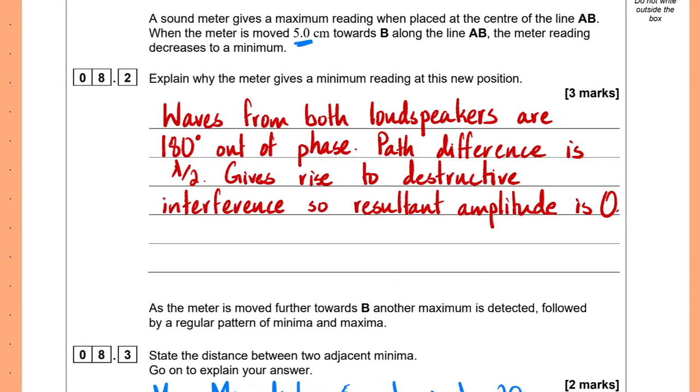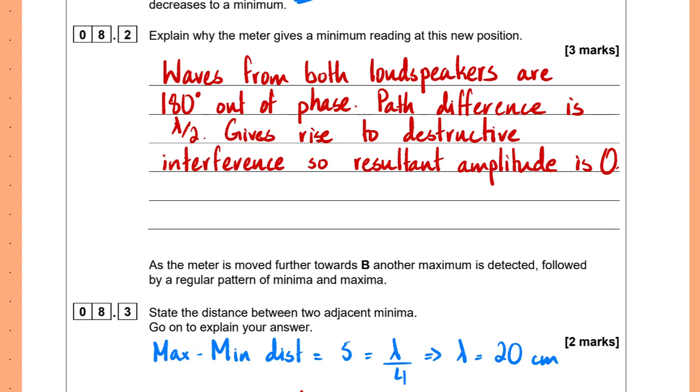Next, as the meter is moved further towards B, another maximum is detected, followed by a regular pattern of max and min. State the distance between two adjacent minima. So you might remember that this is the distance between two nodes. Go on to explain your answer. So I can see here that when it was moved from that point where it was to B, it was basically a max-min distance. So a max-min distance would be even half of the distance between two max or two min.